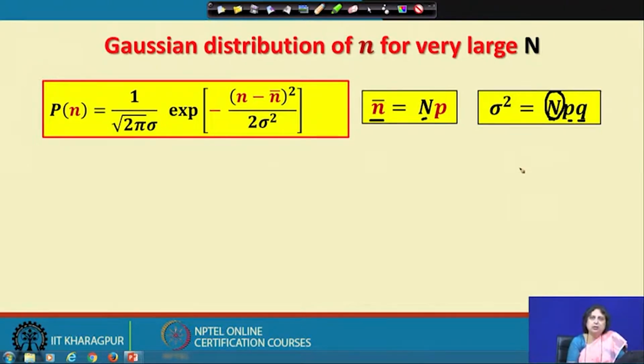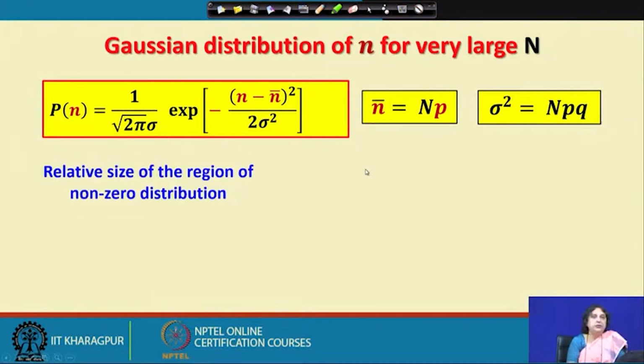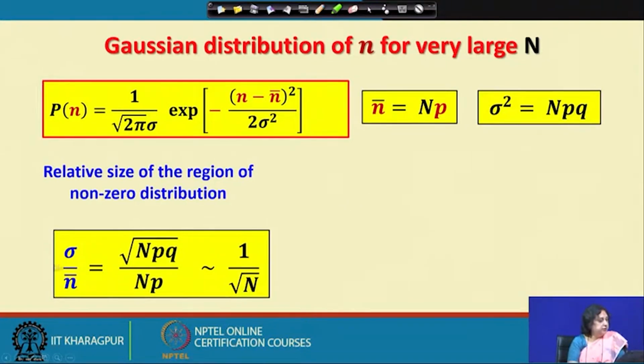But when we are talking about large numbers, you must realize that for capital N, a big number, the possible values of small n also vary from 0 to a very big number capital N. So, the more relevant quantity that we should be talking about is the relative size of the region where the non-zero probability appears, and this is defined in terms of sigma divided by n bar.